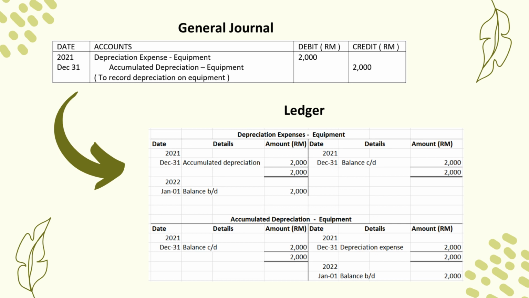Now we can open the accumulated depreciation account. So we start from the credit side, which is depreciation expense 2,000 ringgit, and on the debit side we have balance carried down 2,000 ringgit, then we balance it at 2,000 ringgit. So for 1st January 2022, we have balance brought down 2,000 ringgit.